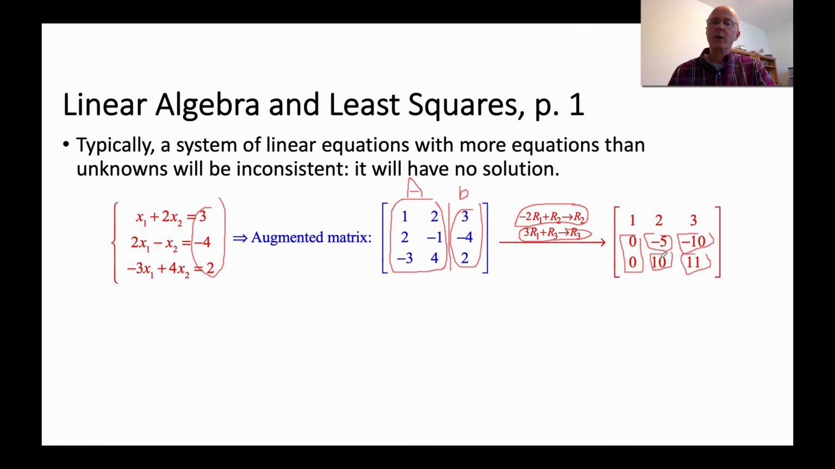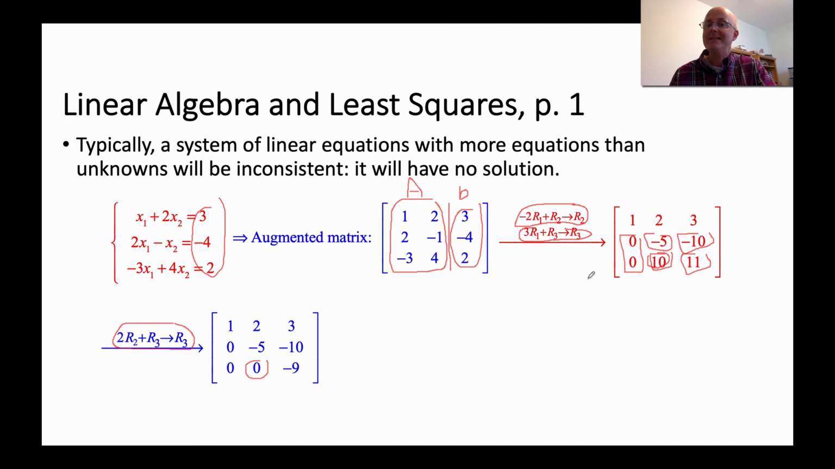So this would correspond to an equivalent system of equations, x1 plus 2x2 equals 3, -5x2 equals -10, and 10x2 equals 11. Right away, maybe you see that the second and third equations of that are inconsistent, and that's what happens if you continue going on. If I now try to get a 0 here by multiplying row 2 by 2, adding to row 3 and putting the answer in row 3, -5 times 2 is -10, -10 plus 10 is 0. I get a 0 here, but I get something non-zero on the lower right. 2 times -10 is -20, plus 11 is -9.